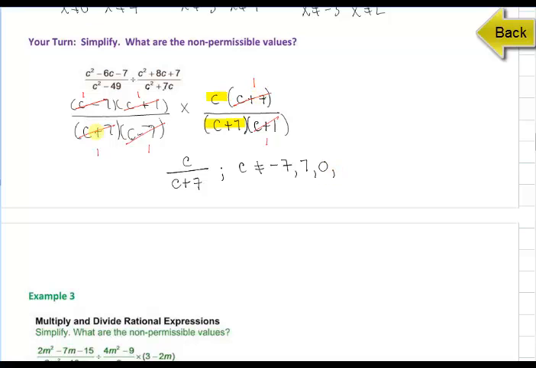And we've already done c plus 7 over here, so I don't have to do that again. And the same thing for this one here. I've already done c plus 7, so I don't have to do that one again. And so I have c plus 1, and that means that c cannot be negative 1. And so that concludes our example number 2.